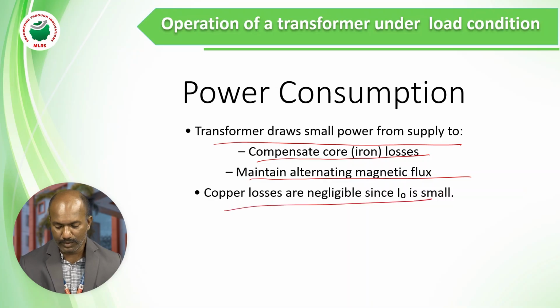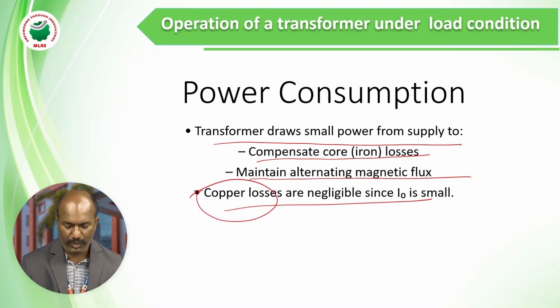Copper losses are negligible since I naught is small. Here we are not taking account of copper losses. Why? Because I naught is very small when compared to full load current. So I am neglecting copper losses. There are two losses in the transformer: one is iron loss, the second one is copper loss. Under no load condition, copper losses are very small, so I can neglect them. So the major loss in a transformer under no load condition is iron loss.